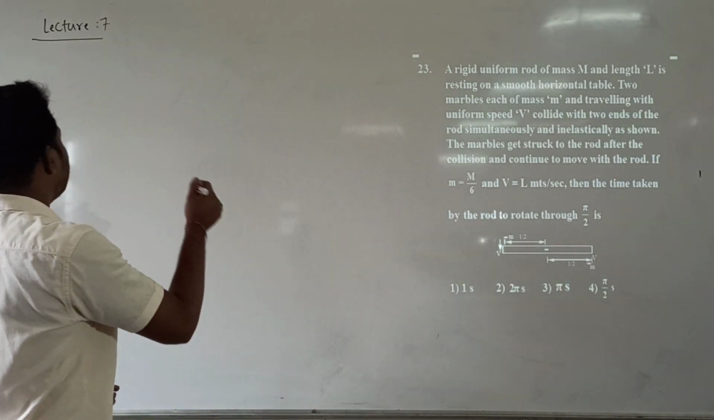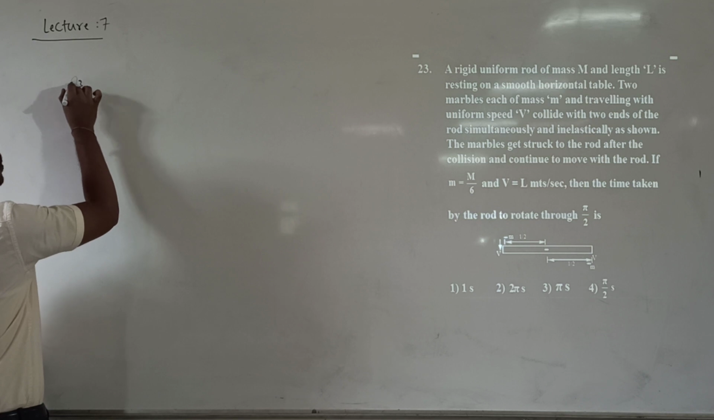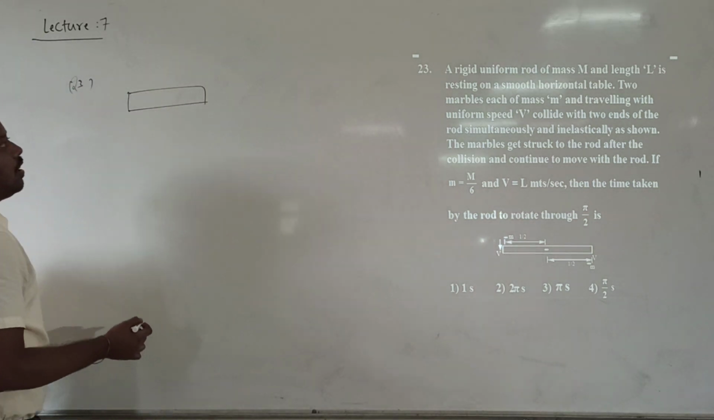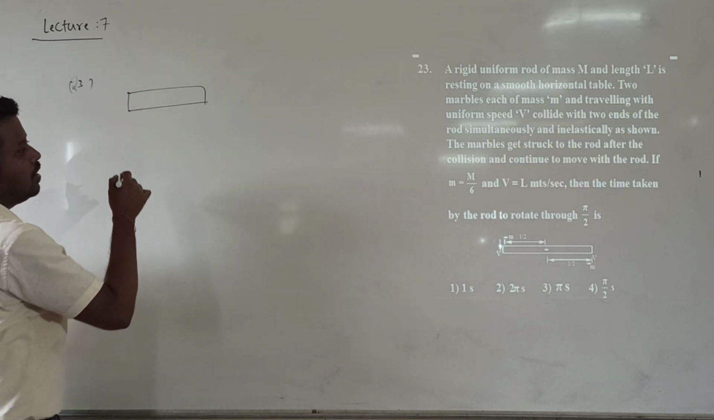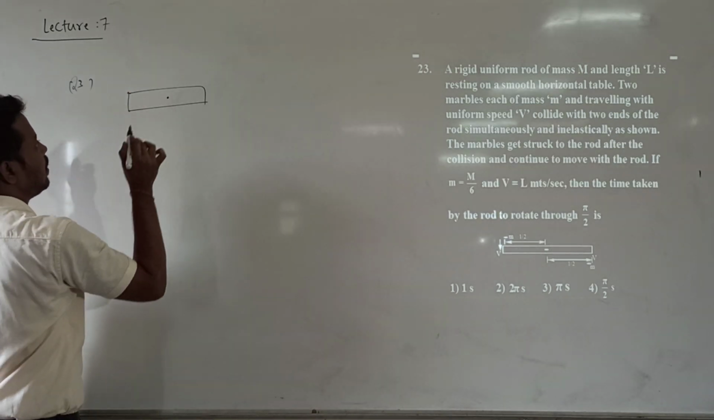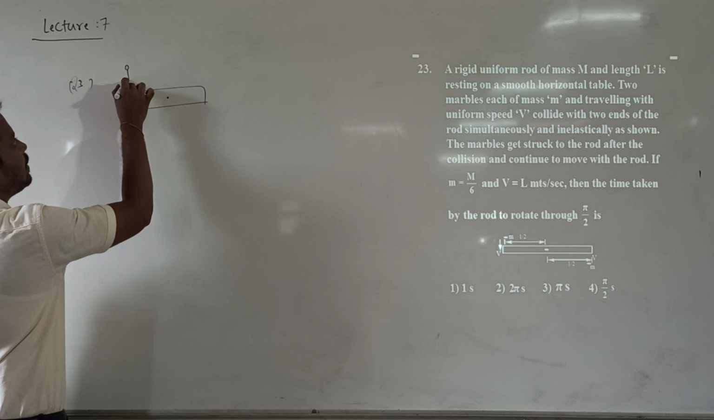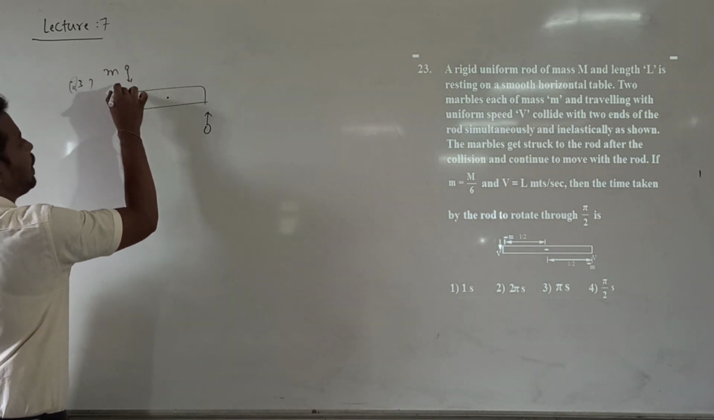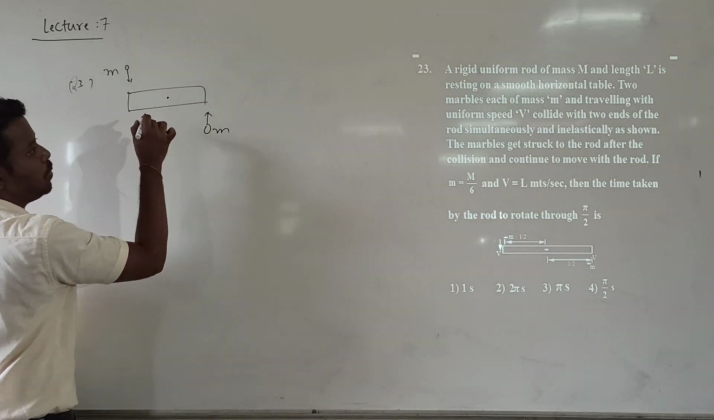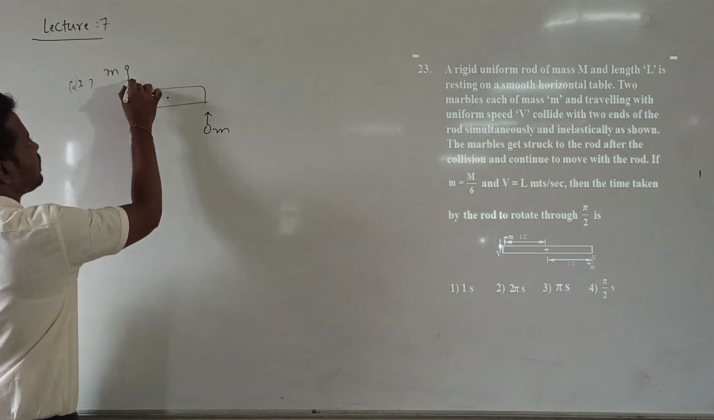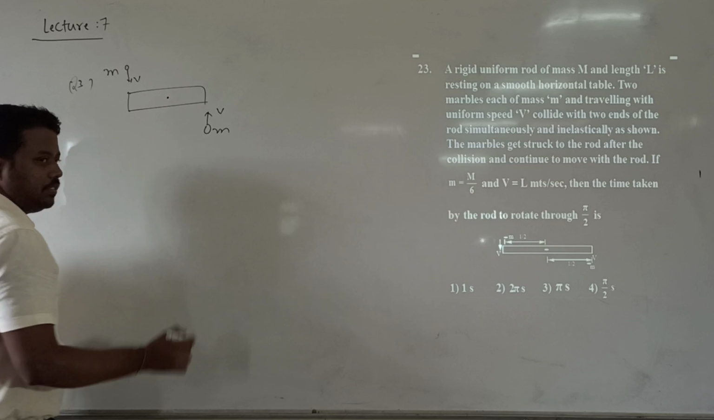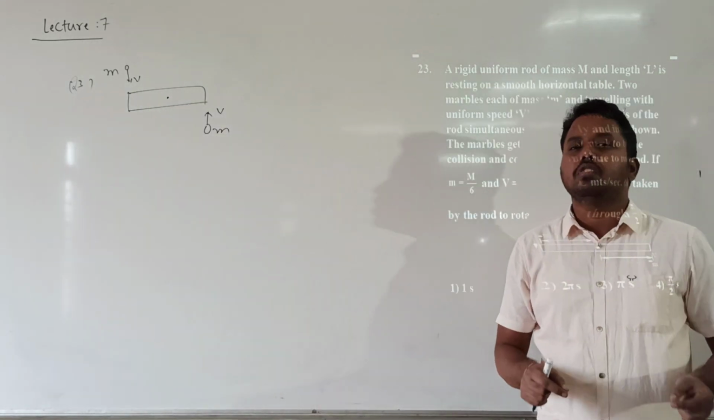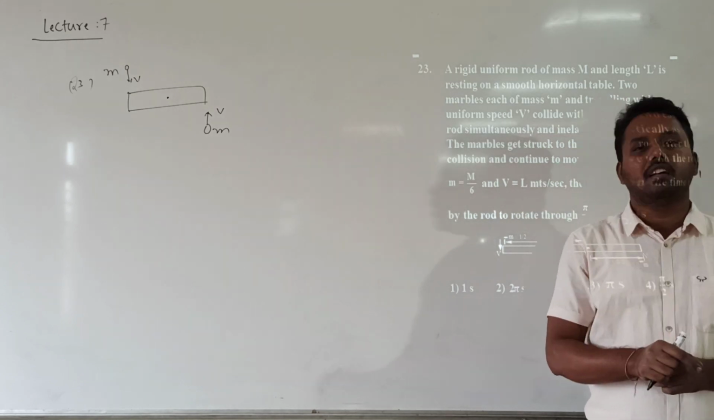So what is the question in this? In this question number 23, one rod is there. That rod's length is given as L, rod mass is given as capital M. So this is the center of the rod. Now two marbles are given, one here and one here. Each has the same mass, and each is moving with the velocity v. They collided with the rod. After collision, what happened? They collided inelastically, so the two marbles stick to the rod.